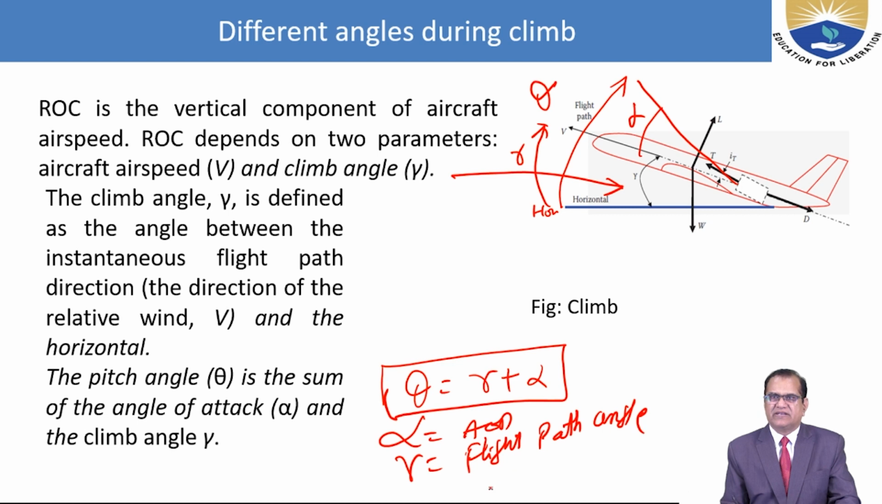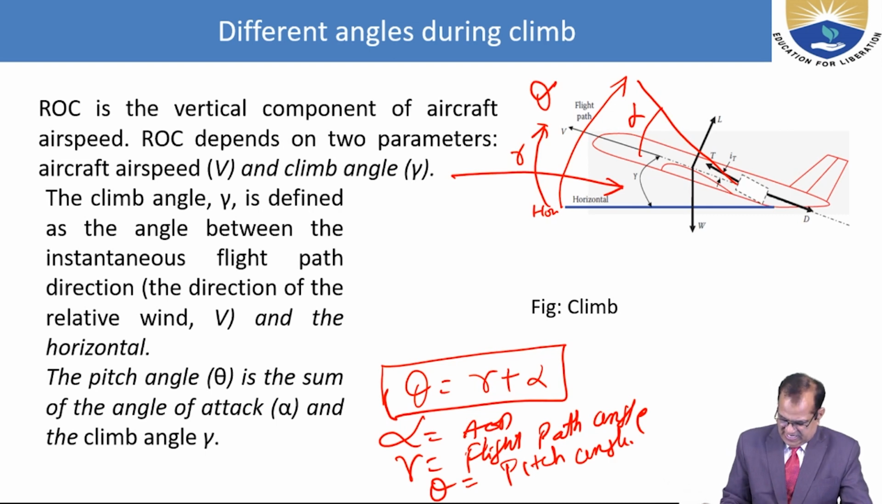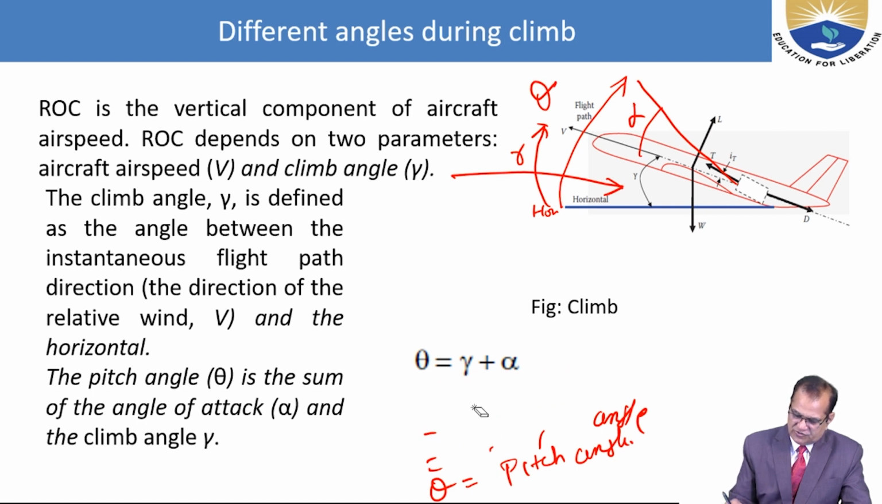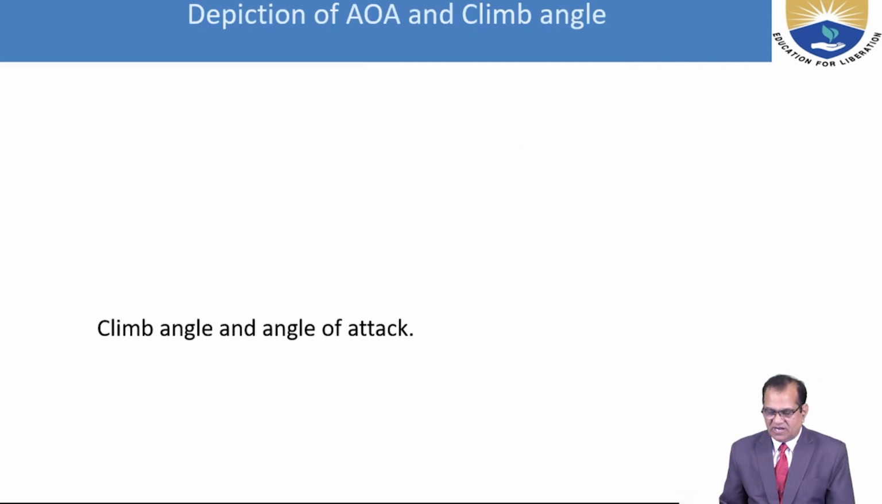where alpha is angle of attack, gamma is flight path angle, and theta is pitch angle. Okay, so this is the definition of the different angles, theta, gamma and alpha. Here it is mentioned that theta is equal to gamma plus alpha. So now, the depiction of angle of attack and the climb angle.